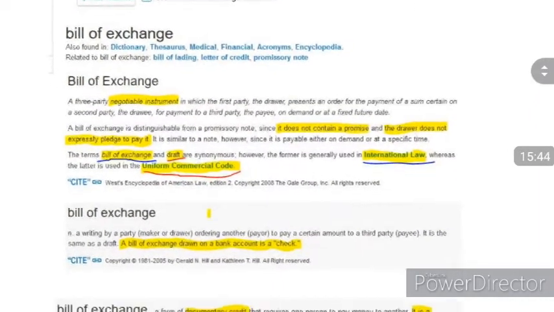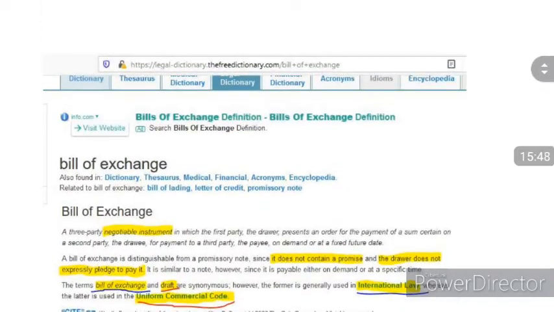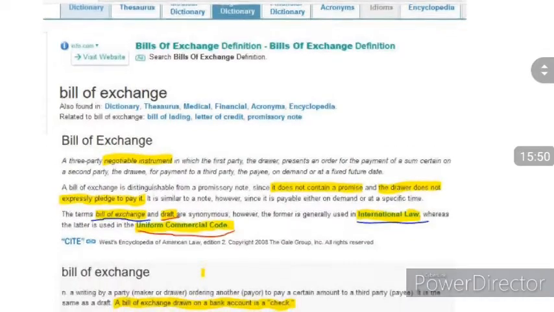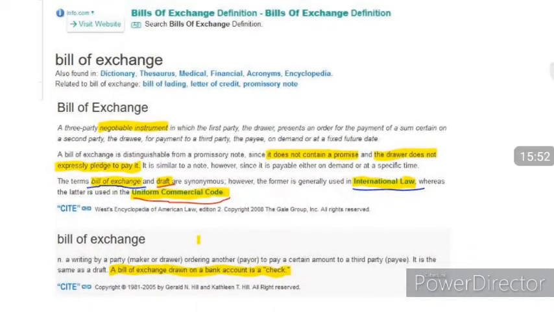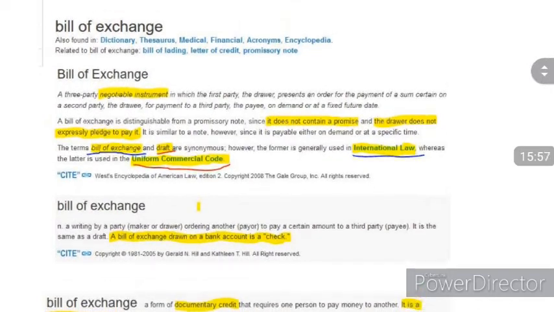Okay, bill of exchange. This is back to the legal dictionary, thefreedictionary.com, and like I said, this particular site gets pretty deep on this topic. So this is why I'm using this one as opposed to Black's Law Dictionary, which has an online version. You can pull it up, and it's an okay definition of bill of exchange, but this one goes much deeper.